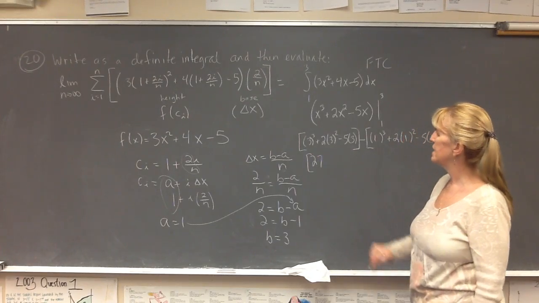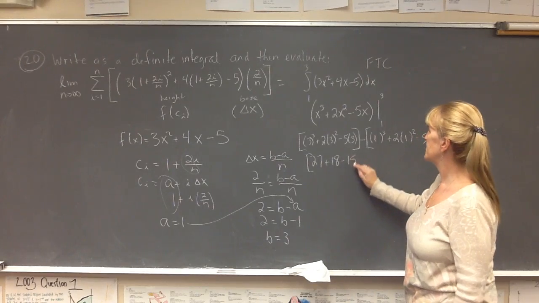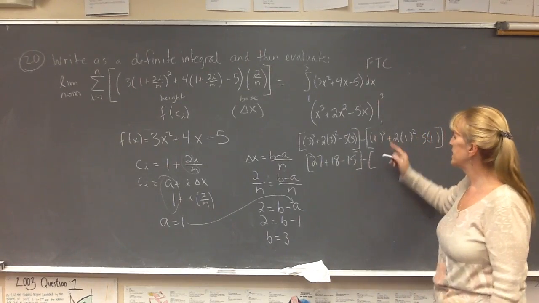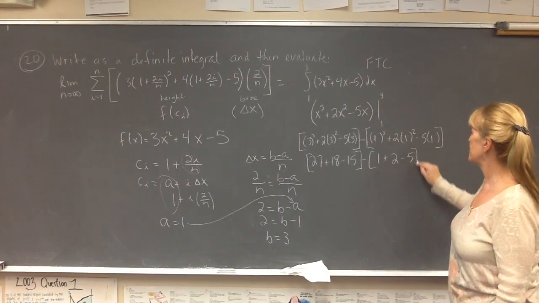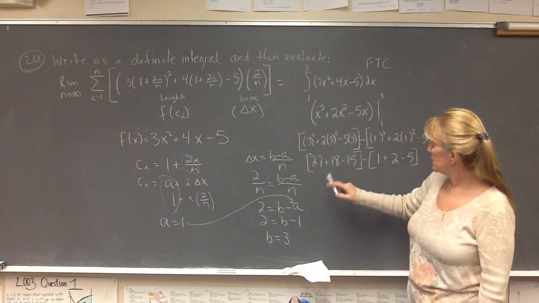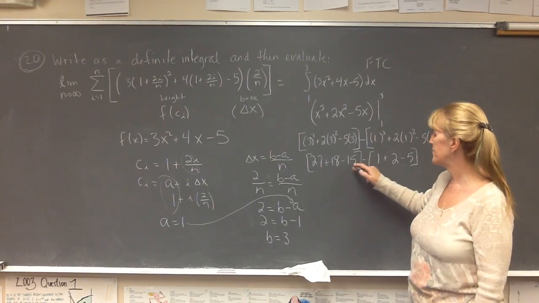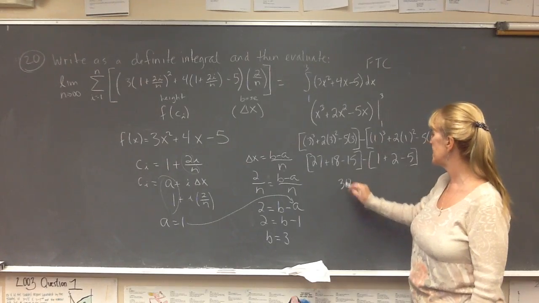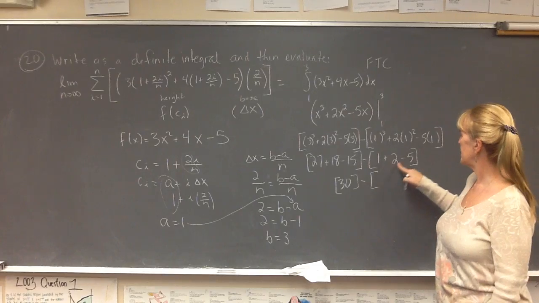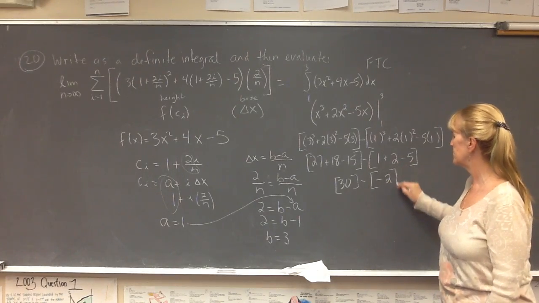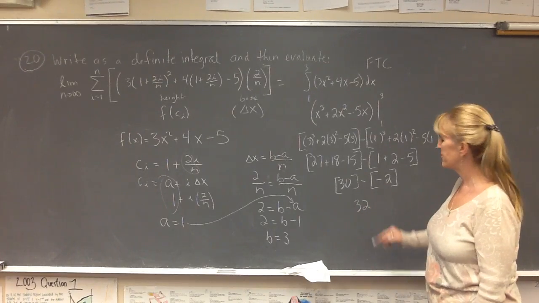Here's my open bracket. 3 squared is 9 times 2 is 18 minus 15. 1 cubed is 1. 1 squared is 1 times 2 is still 2 minus 5. So let me see here. 27 plus 18 is 45. Take away 15 gives me 30. And I will take an extra step right here. 3 minus 5 is a negative 2. And 30 take away negative 2 gives me 32.